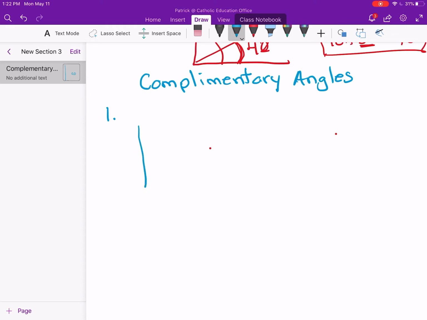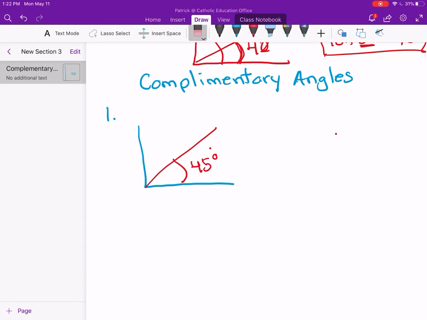So I've got my 90-degree angle. I'm going to say this side is 45 degrees. What is this side over here? Pause this video, and when you figure out the answer and have drawn this in your book, come back and see if you're correct. All right, let's check it out.